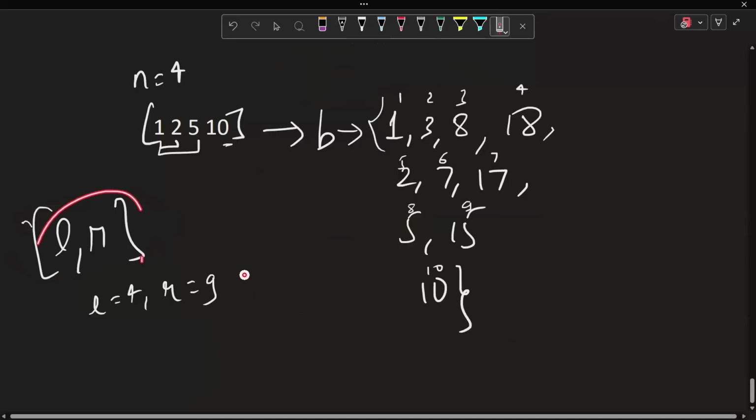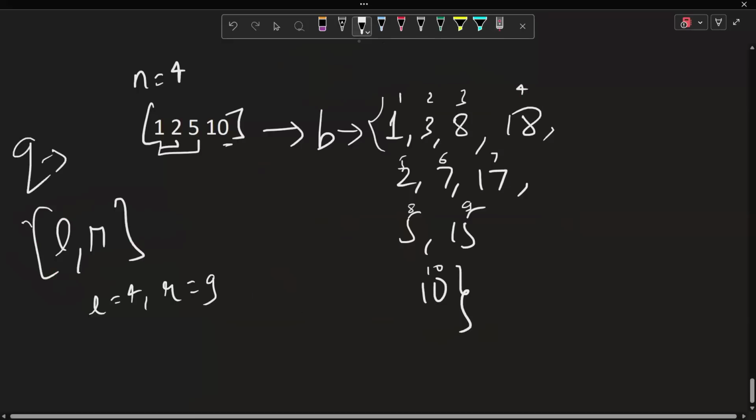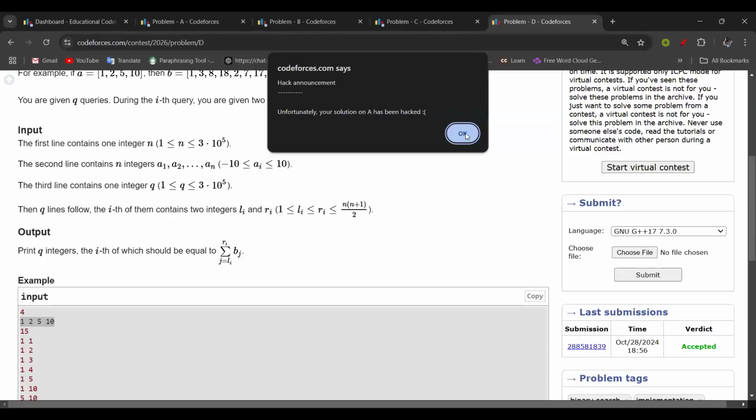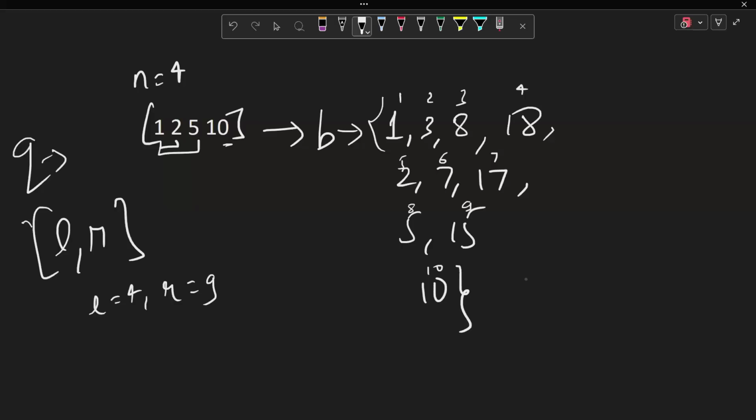But now you need to compute the sum of this range in order of 1 because there are q queries. Okay, q queries, q is also up till 3 into 10 to the power 5.